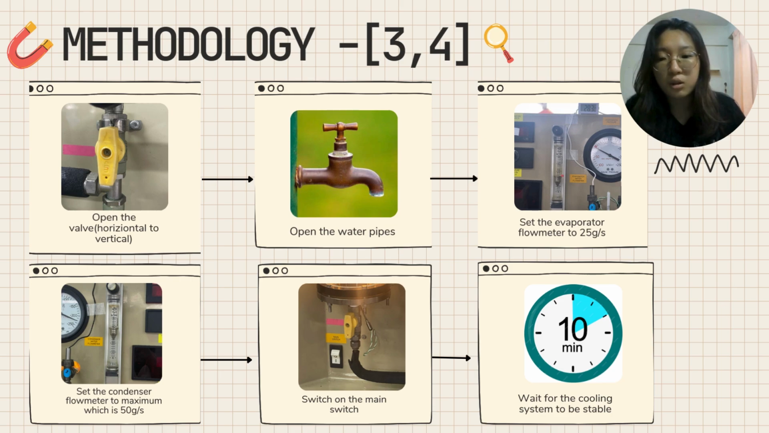After that, we set the condenser flow meter to maximum, which in this experiment is 50 gram per second. After that, we switch on the main switch, which is the white colored one, and wait for the system to cool and stabilize within 10 minutes.